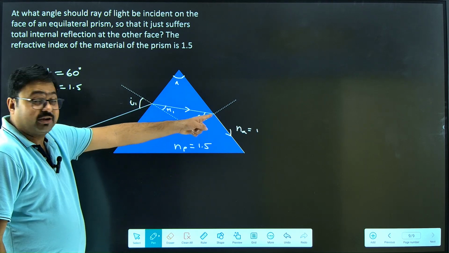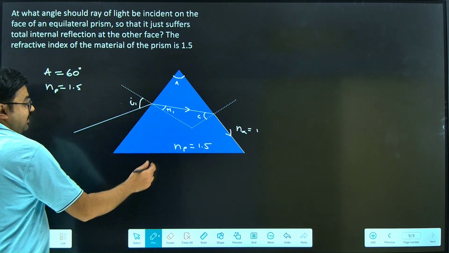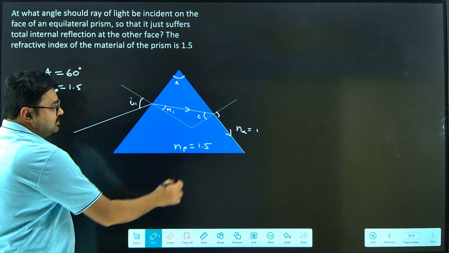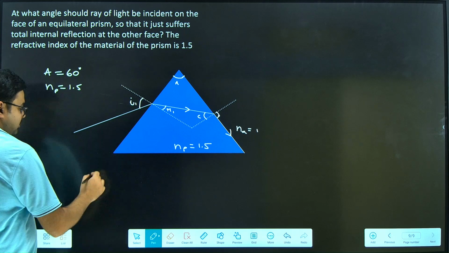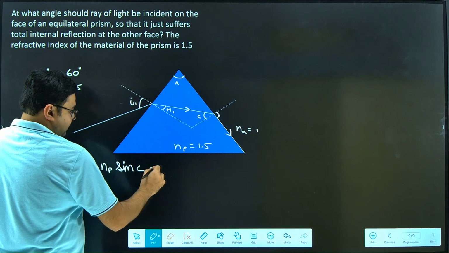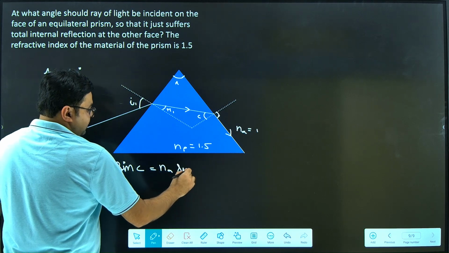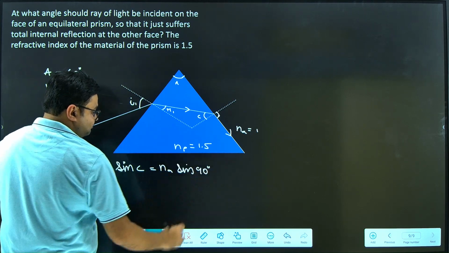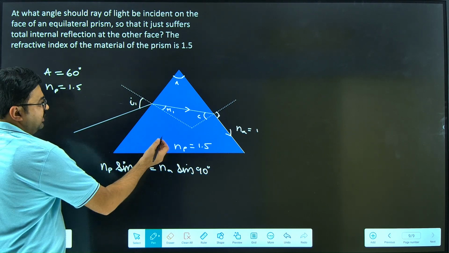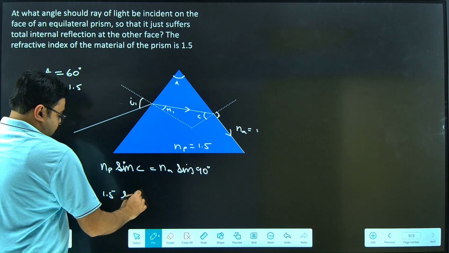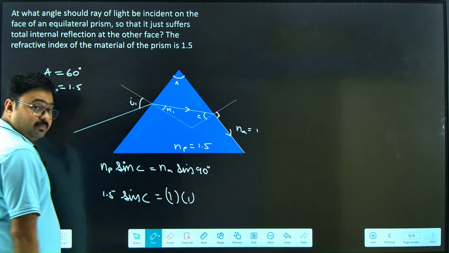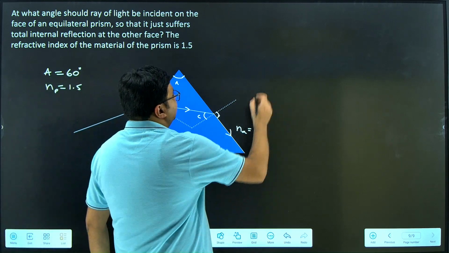Let's apply Snell's law for that refraction. How do you do that? NP sine C is equal to NA sine 90 degrees. That is the equation. NP is 1.5. Sine C, C has to be figured out. NA is 1. Sine 90 also is 1. Well, what does sine C become equal to?